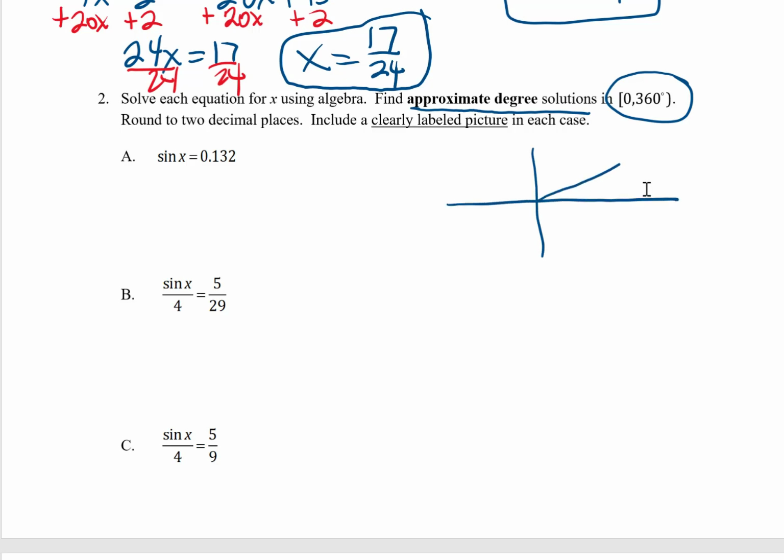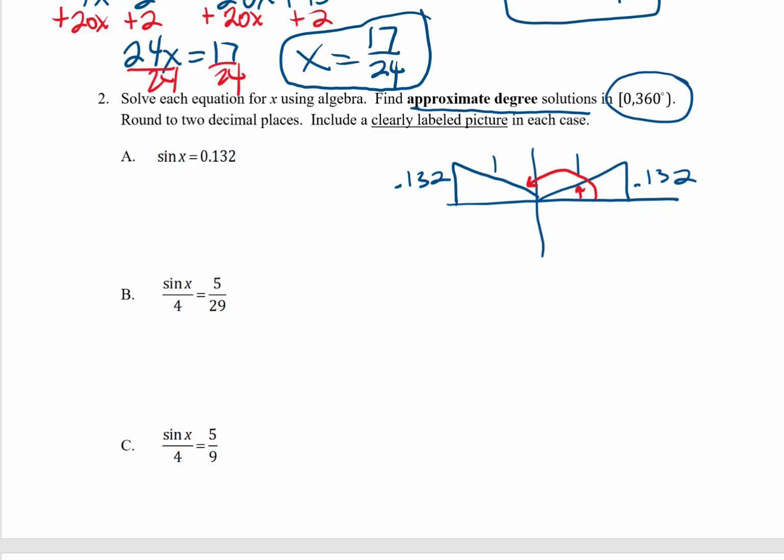Sine is positive in the first quadrant as well as in the second quadrant. Think of that as a ratio, so opposite 0.132 over 1, over a hypotenuse of 1. Here are my two possible angles. One of them is a first quadrant angle. The other one is a second quadrant angle. These are not nice triangles, so I'm going to have to go to the calculator.